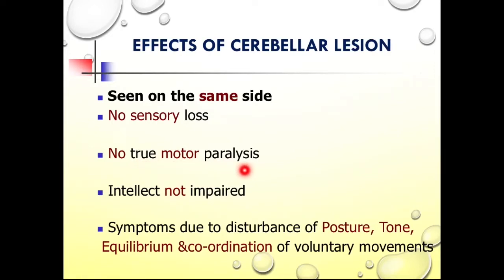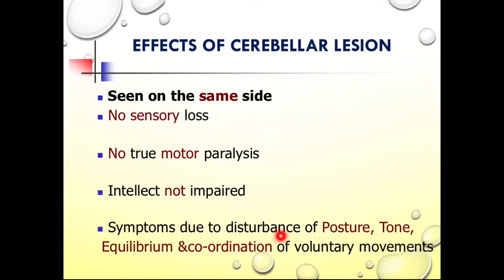Like we will see in the coming classes, when there is an issue with the corticospinal tract, there will be either paralysis or paresis. But in this one, there won't be any true motor paralysis. A bit of hypotonia will be there, but not true motor paralysis. Intellect won't be impaired.